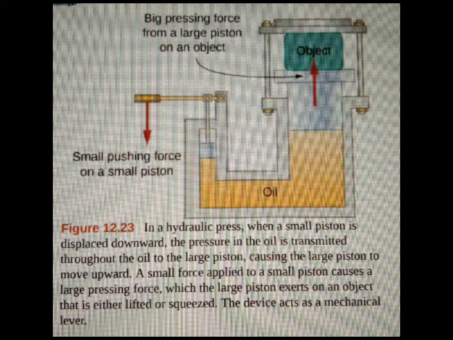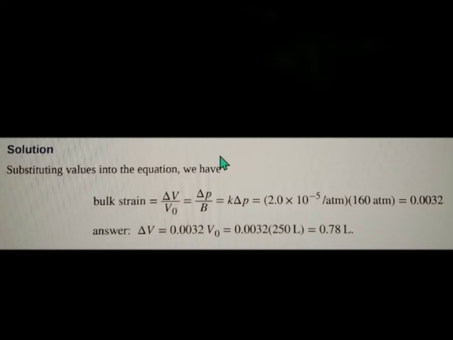According to figure 12.23, in a hydraulic press, when a small piston is pushed downward, the pressure in the oil is transmitted throughout the oil to the large piston, causing the large piston to move upward. A small force applied to the small piston causes a large pressing force, which the large piston exerts on an object that is either lifted or squeezed. The device acts as a mechanical lever.